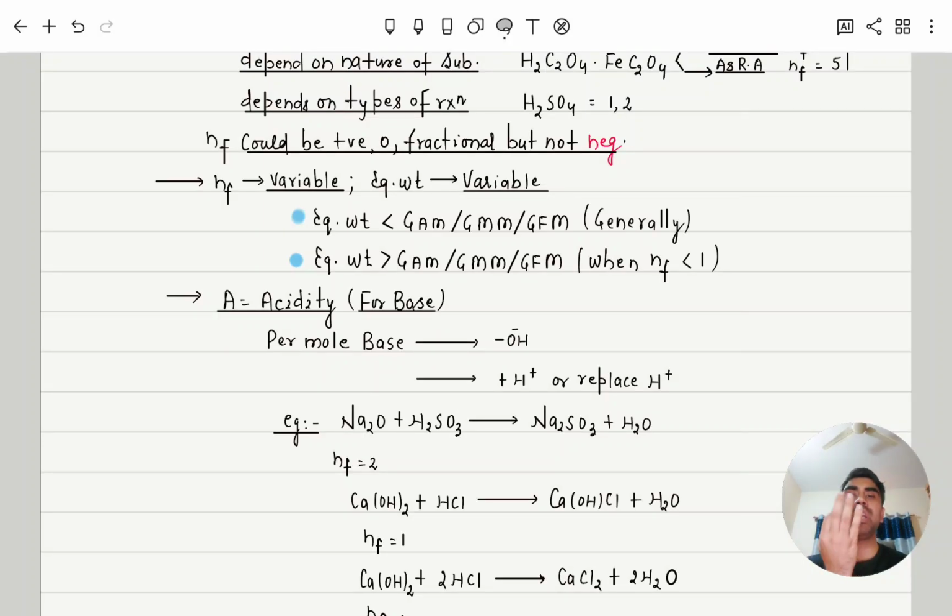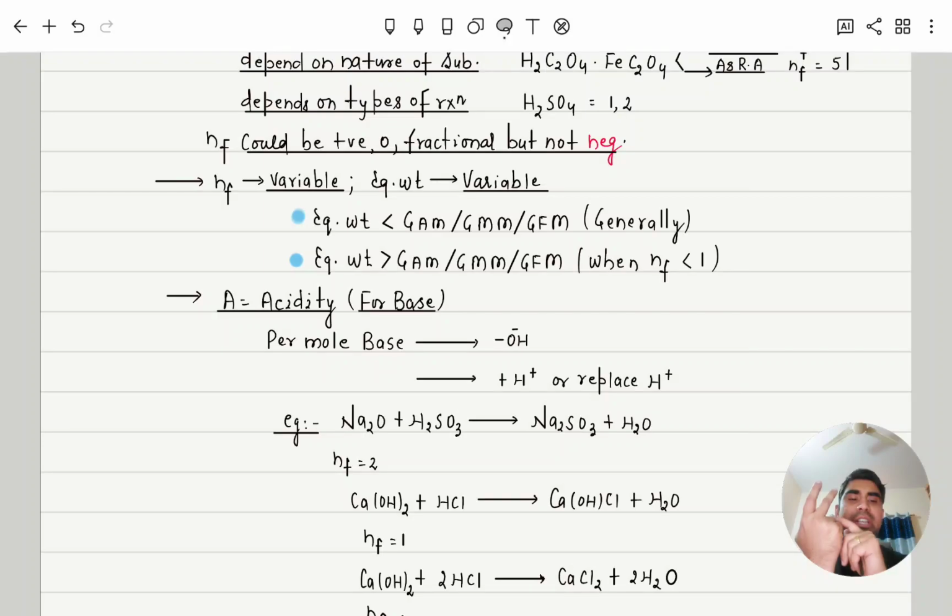Now if we know how to calculate the n factor, very easily we can calculate the equivalent mass of the substance. So here we will calculate the n factor by acidity for bases, and for acids we will calculate basicity.